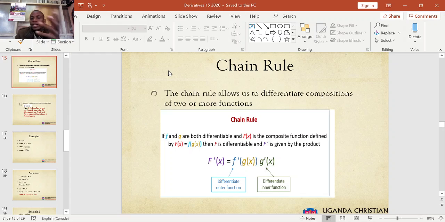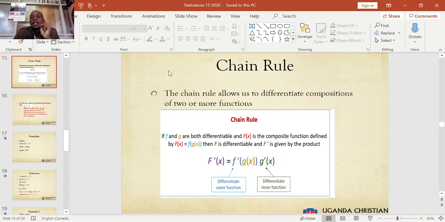Then f is differentiable, and the derivative of f is given by the product. We are getting the derivative of the outer function times the derivative of the inner function. That's how we do the chain rule. But now you may be disturbed by what is inner and what is outer. We are going to get a clear understanding of that.